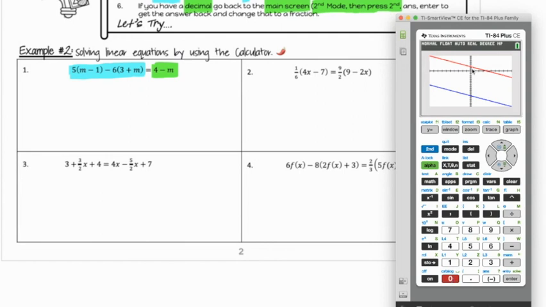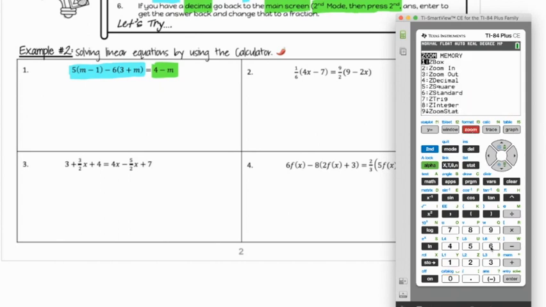A perfect fit. Sometimes what you will need to do is press zoom 6, zoom standard, so you could bring it back to the regular graph. And you see how I only see one line. So zoom 0 will show the graphs a little bit better.